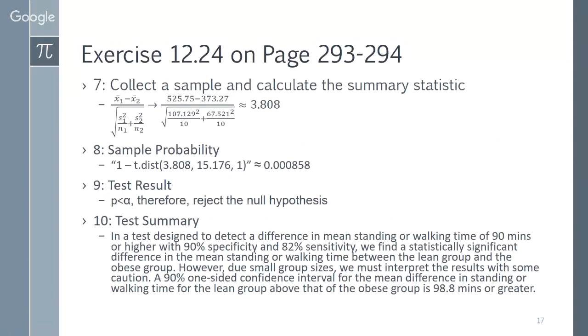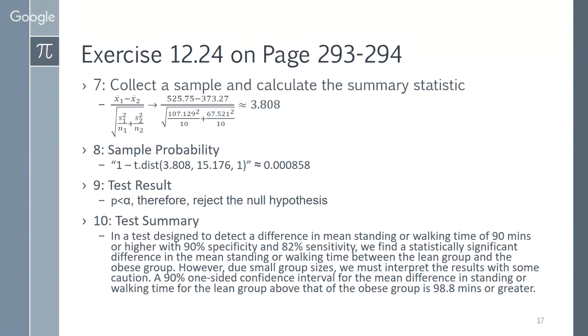Next, let's collect our sample and calculate our summary statistic, our t-value. So again, I'm plugging everything into the right spot, and this tells me that my test statistic here, my t-value for this test, is 3.808. What's the sample probability? Well, this is a one-tail alternate. I'm interested in whether or not the lean group walked even more than the obese group. So I'm interested in a t-value even greater than what I saw. That's more extreme. So the probability that I get a t-value greater than 3.808, I can't just calculate that.